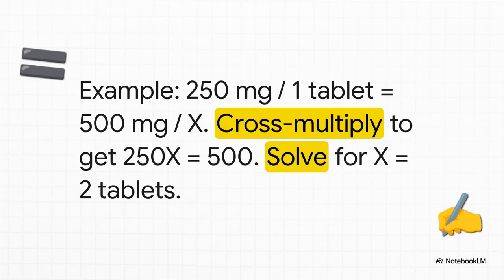We have 250 milligrams per 1 tablet. We set that equal to the 500 milligrams we want over X tablets. Now, we cross-multiply. 250 times X equals 500 times 1. So 250X equals 500. A little quick division, and boom, X equals 2 tablets. See? Same problem, same exact answer, just a different way to get there.